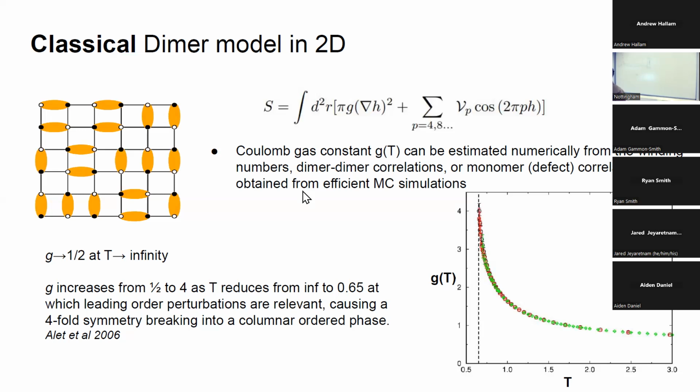In other words, when the attractive interaction between dimers on the same plaquette is higher, G is larger. When G reaches 4, there is a KT transition to a columnar, 4-4 symmetry broken columnar ordered phase.